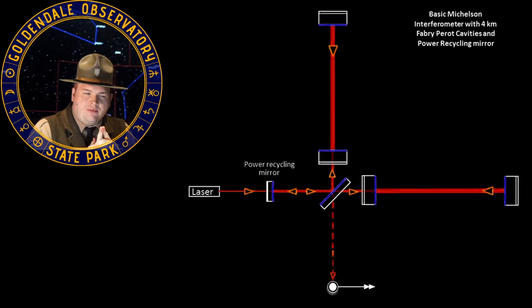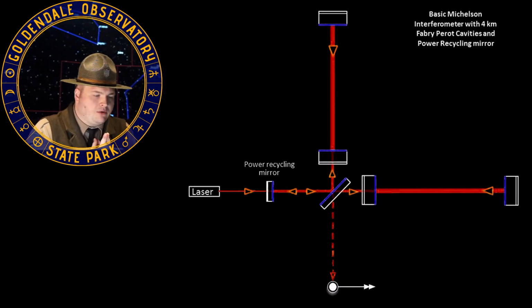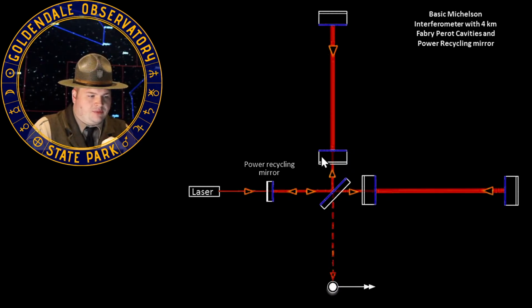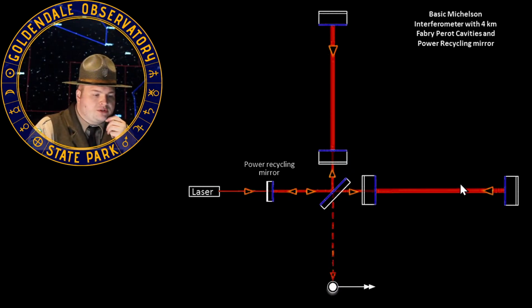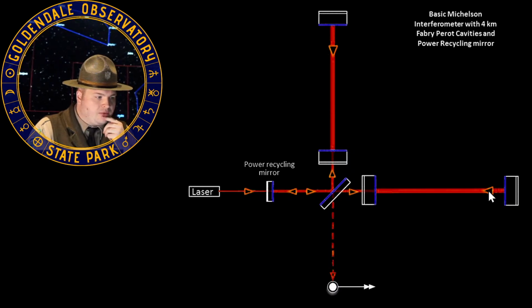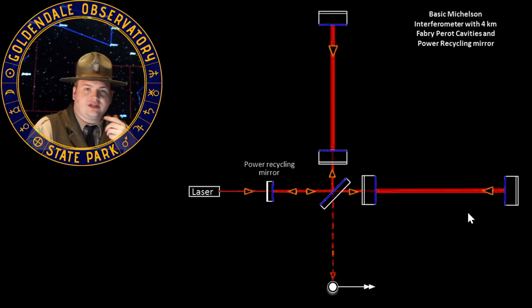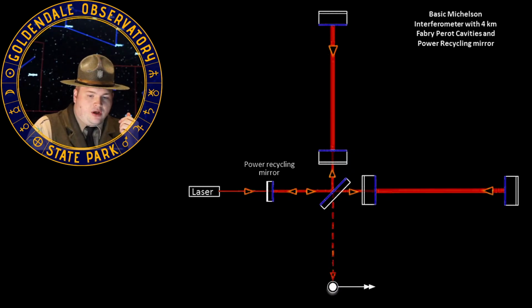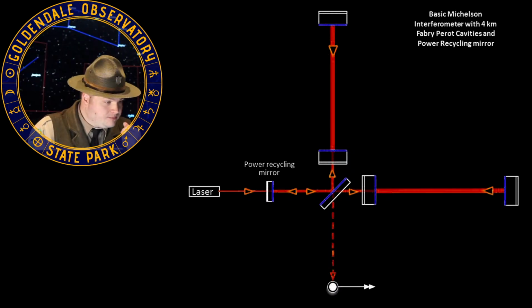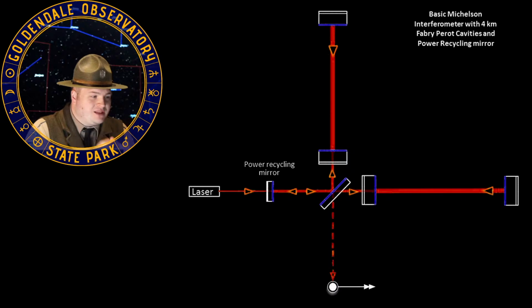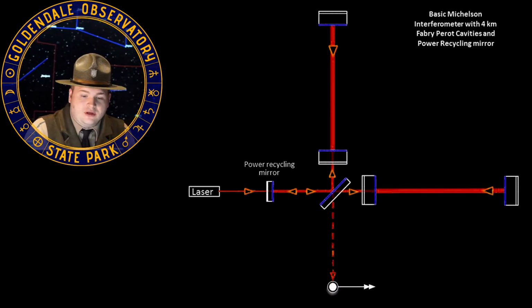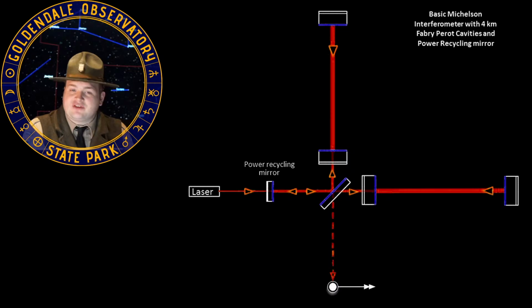4-kilometer Fabry-Perot cavities and power recycling mirror. They have added to this device special mirrors which force the laser beams to bounce back and forth within the tubes, essentially making them longer. In fact, it makes them about 300 times longer. And so suddenly that 2.5 mile long tube appears to the laser beam as 750 miles long.